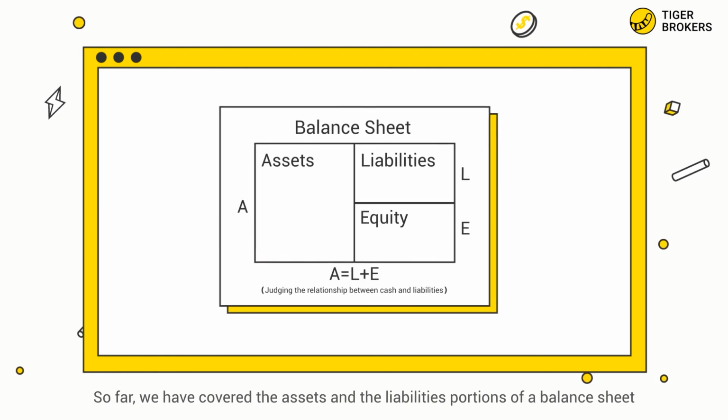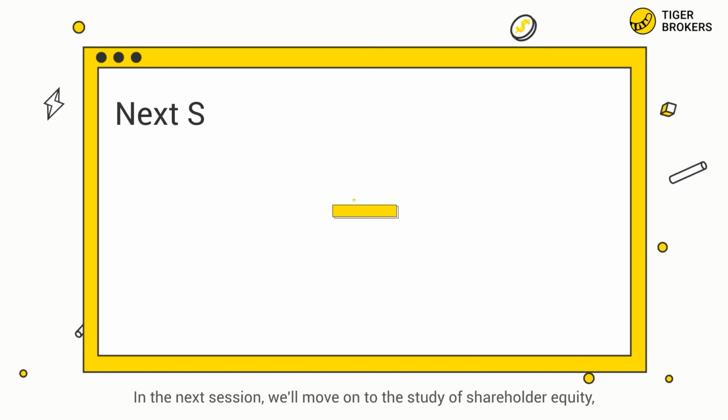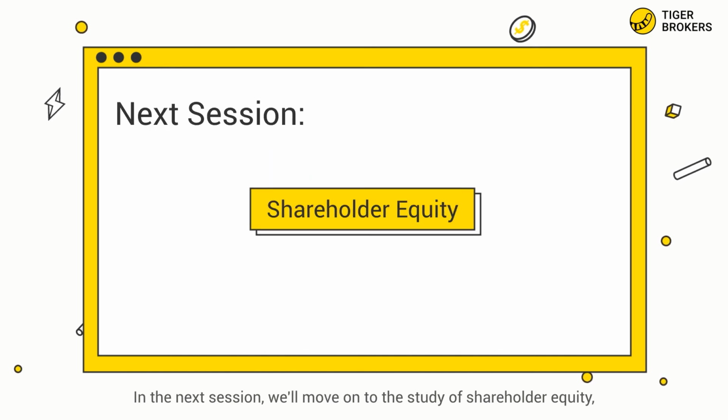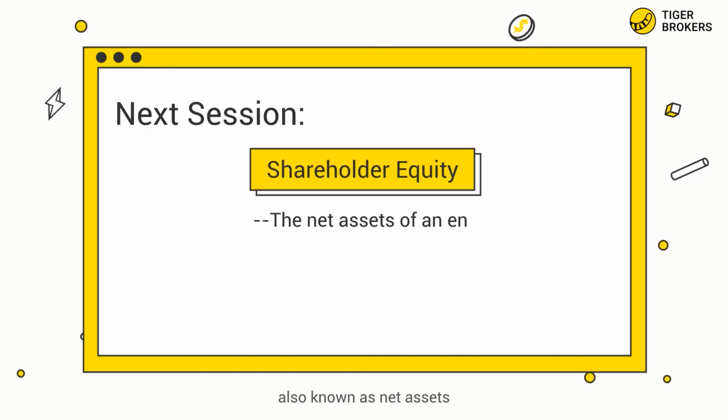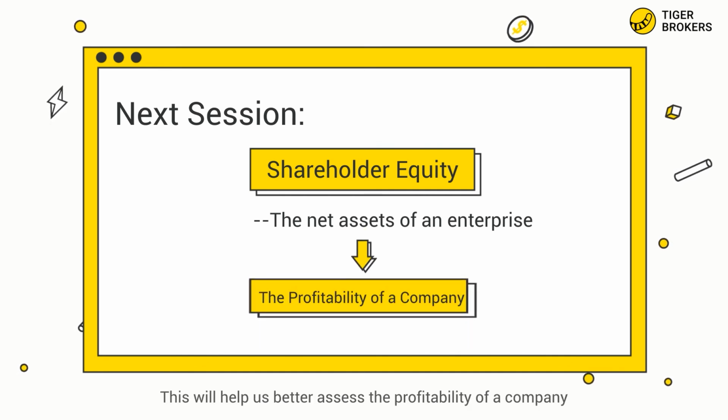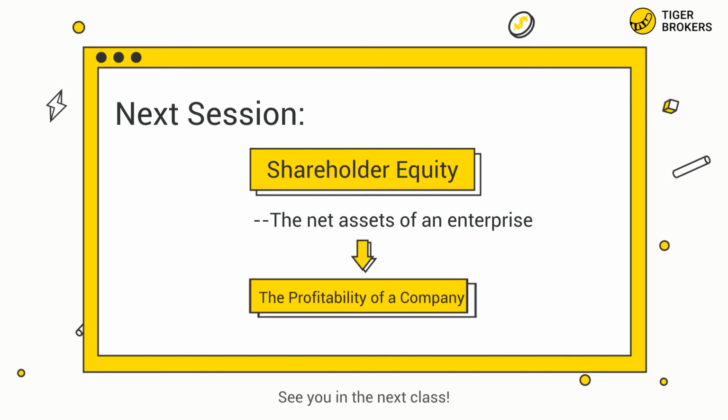So far, we have covered the assets and the liabilities portions of a balance sheet. In the next session, we'll move on to the study of shareholder equity, also known as net assets. These will help us better assess the profitability of a company. Are you ready? See you in the next class.